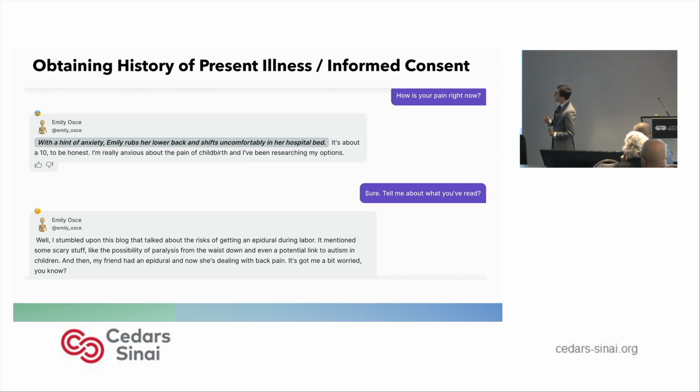She said, it's about a 10 out of 10 to be honest, and I'm really anxious about the pain of childbirth. I've been researching my options. I said, sure, tell me about what you've read. Well, I've stumbled upon this blog that talked about the risks of getting an epidural during labor. It mentioned some scary stuff like the possibility of paralysis from the waist down and also a potential link to autism in children. And then I had a friend who had an epidural. Now she's really dealing with back pain, and it's got me a little worried.